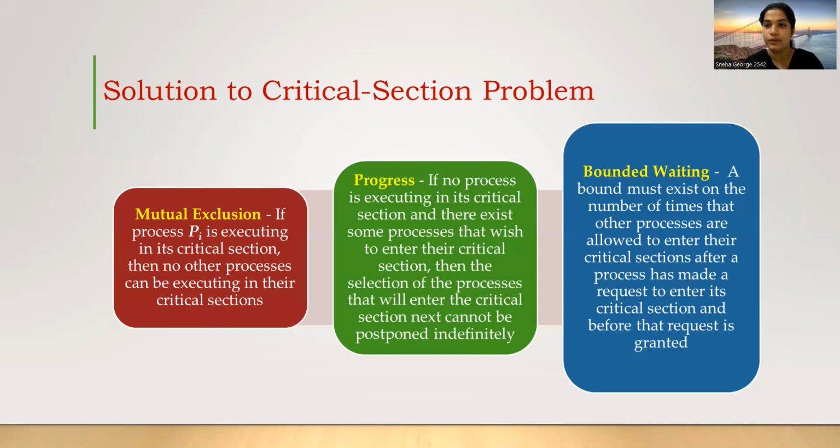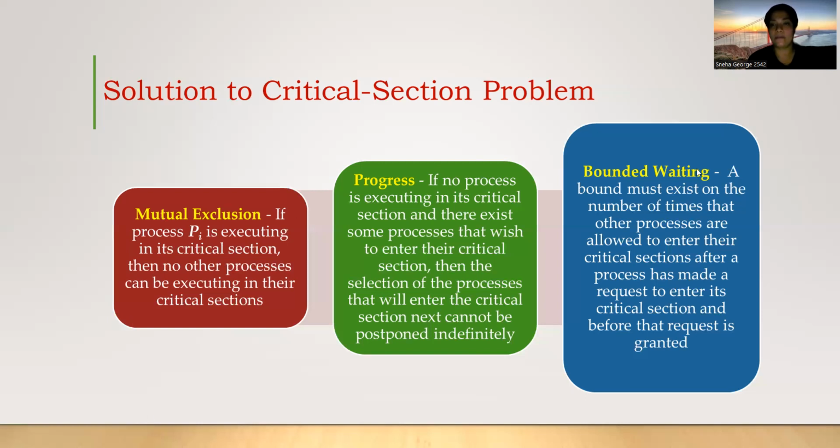The third one is bounded waiting. In bounded waiting, a bound must exist on the number of times that other processes are allowed to enter their critical sections after a process has made a request to enter its critical section and before that request is granted.